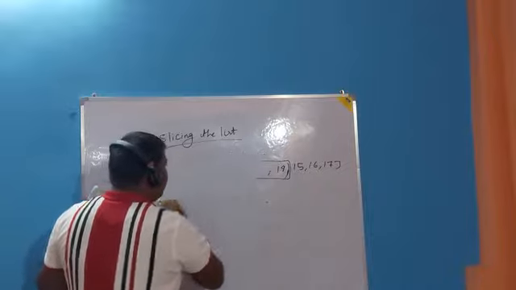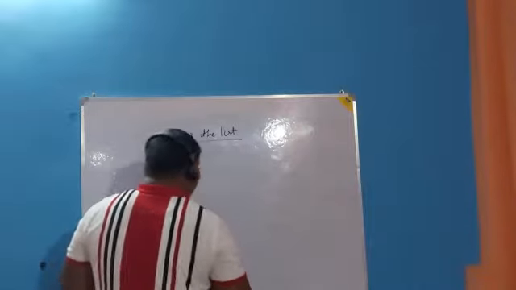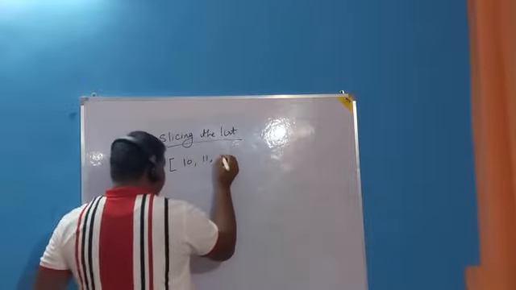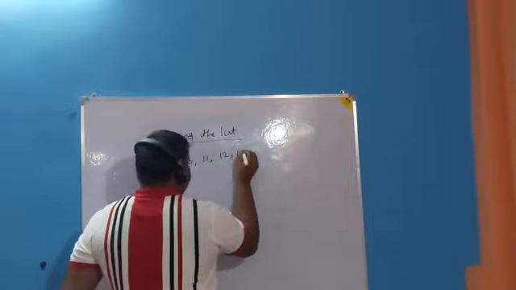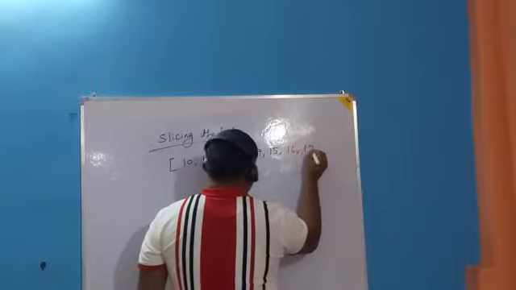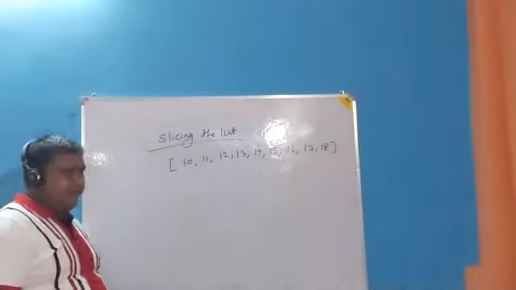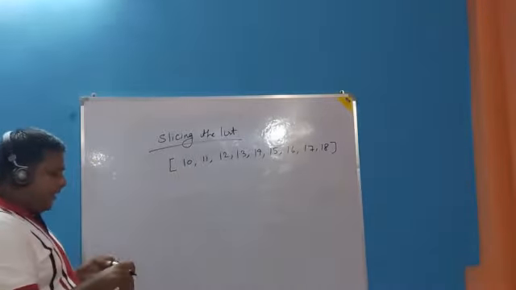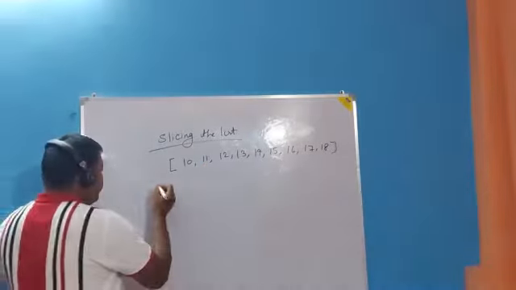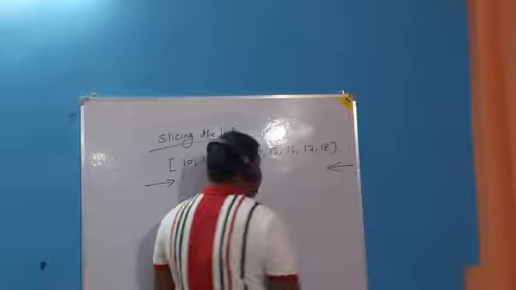Before explaining slicing of the list, one thing we have to understand is the index. If we have 10, 11, 12, 13, 14, 15, 16, 17, 18, that many items are inside the list. The compiler gives the index of all items, and indexes are in both directions, from left to right and from right to left.